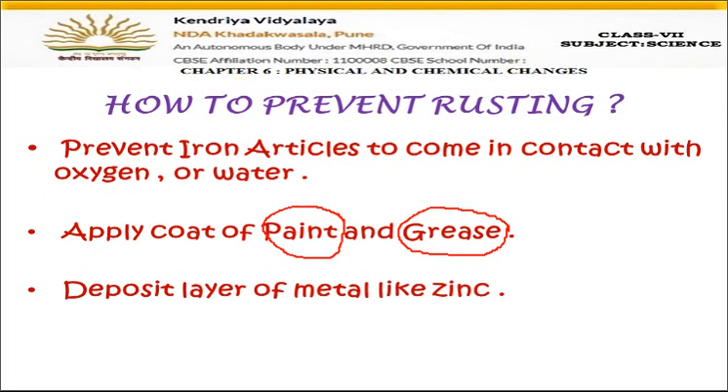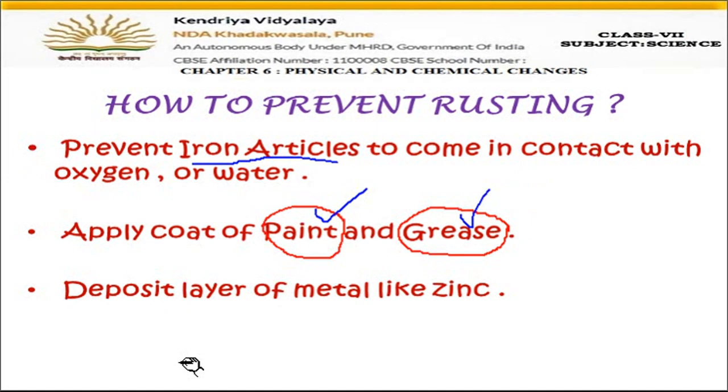You might have seen that the iron cores of our window panes and our iron gates are all painted. We coat paint on them, or sometimes grease is applied on them. Why are we doing it? We are doing it to stop the rusting. So paint and grease can be used to stop rusting, and by this we can save the iron articles from getting rusted.